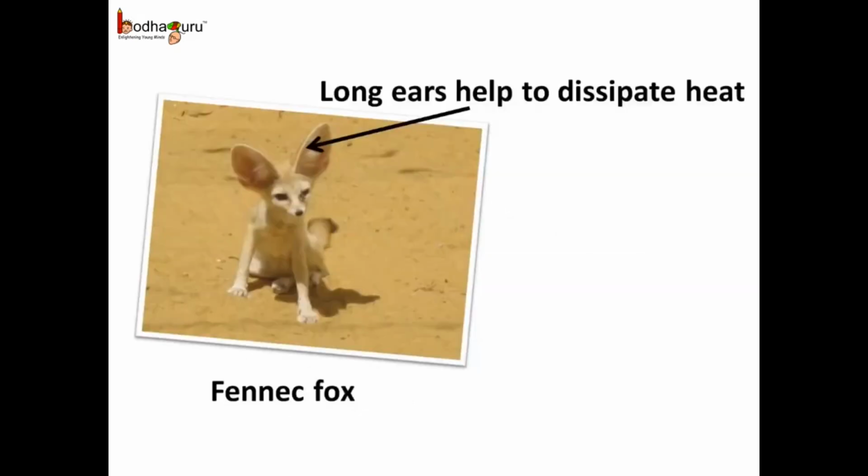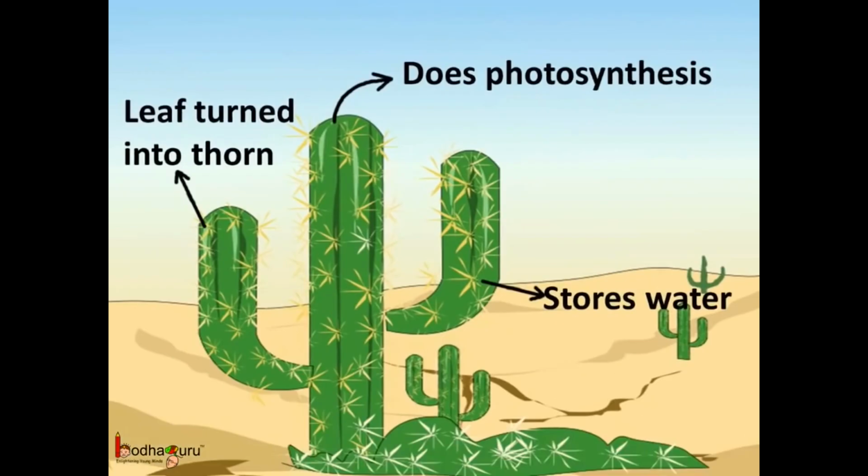The long ears of the fennec fox also helps to dissipate heat. And what about plants? The plants have also adapted to this extreme climate. The plants also need to conserve or store water. And how do they do it?